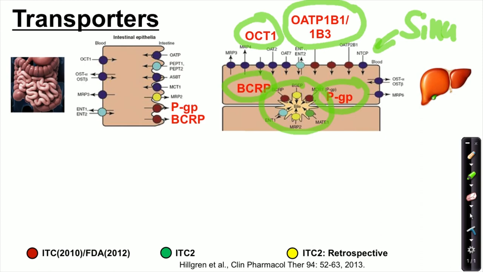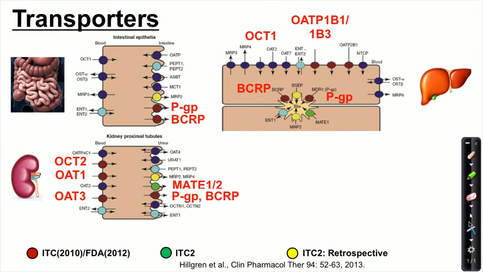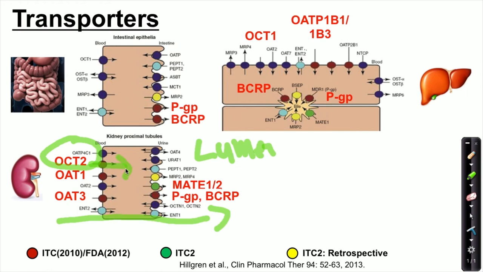Now, moving on to the kidney, several transporters play a role in renal drug elimination. Here again, you're looking at a proximal tubule cell. Over here is the lumen, or the urine side, and over here is the blood side. Drugs which are actively secreted have to traverse both membranes to get into the urine. The transporters that play a role in basic drug renal secretion are OCT2 on this membrane, bringing drugs from the blood into the tubule cell, and on this membrane, MATE1 and MATE2, which bring basic drugs into the tubule lumen.